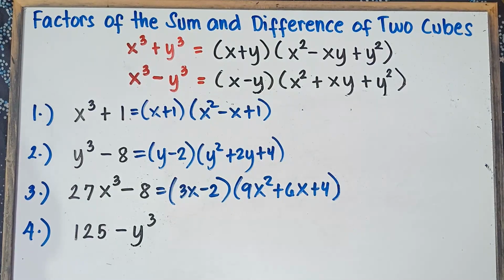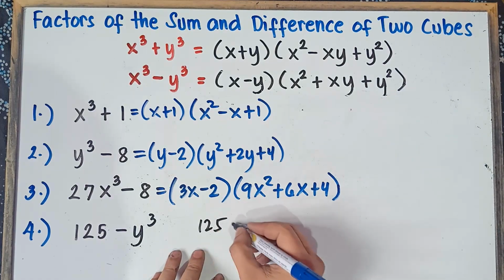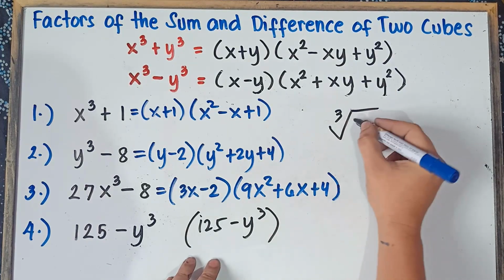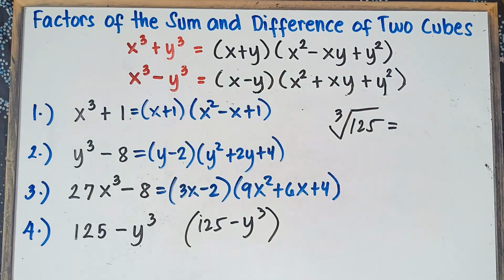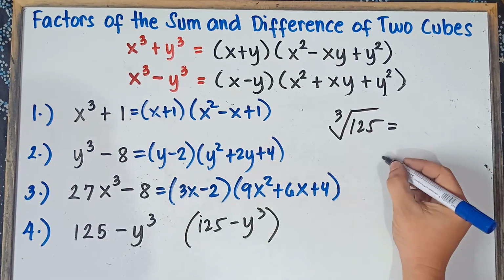So once again, first step, you get the cube root of the first term. We don't have enough space, class. Let me just write it here. 125 minus y cubed. Alright, so get the cube root of the first term, the cube root of 125. What's the answer, class? You think of a number, class, that when you multiply it by itself 3 times, you will get 125. That's correct. That would be 5, right?